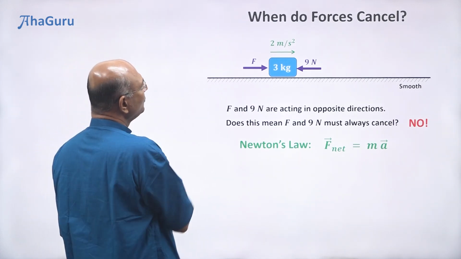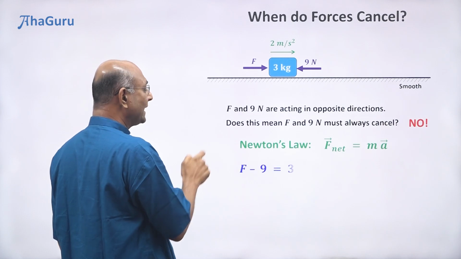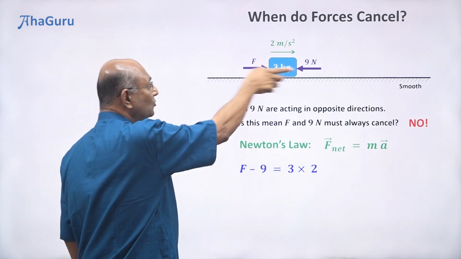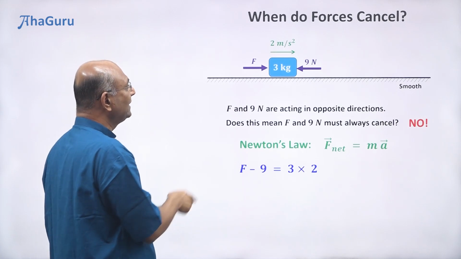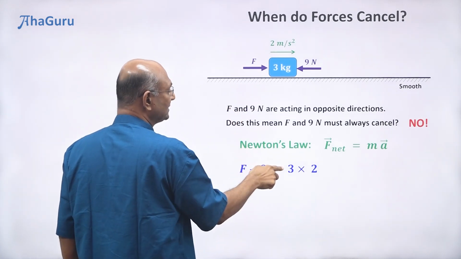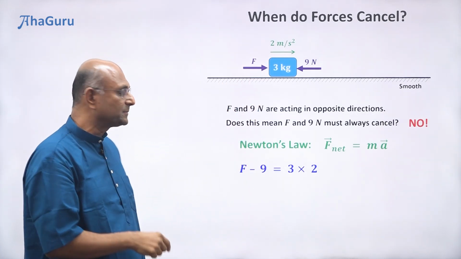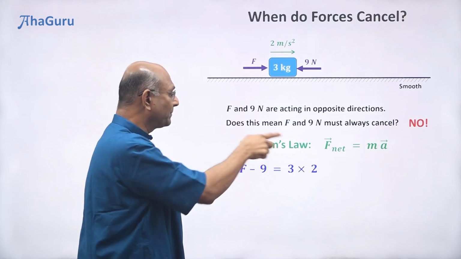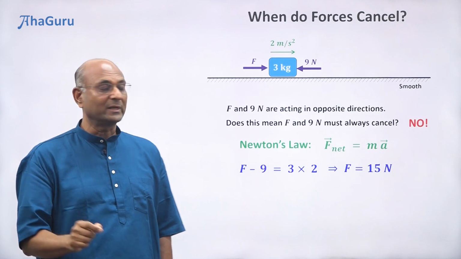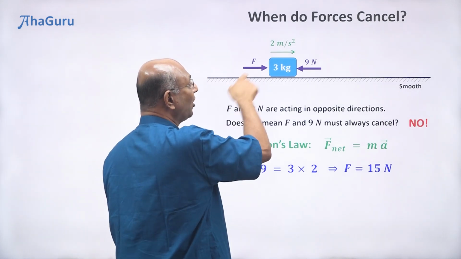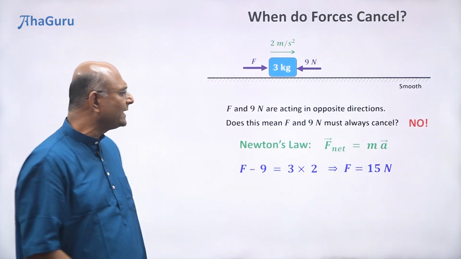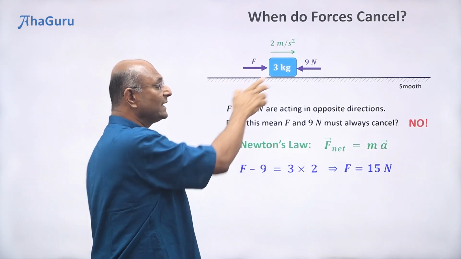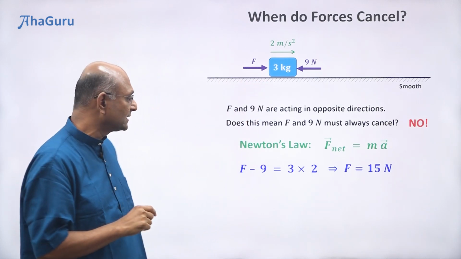So suppose I use that in this situation, then I can say F minus 9, which is the net force towards the right, is mass into acceleration, 3 kg into 2 meters per second square. So 3 into 2, 6. So F must be 9 plus 6, 15 newtons. So clearly F in this case is not equal to 9 newtons. You can see that very easily, right? So two forces need not cancel even though they are in opposite directions.